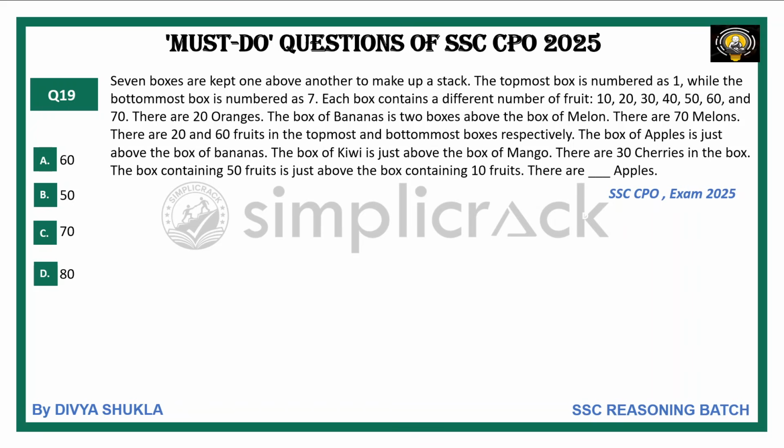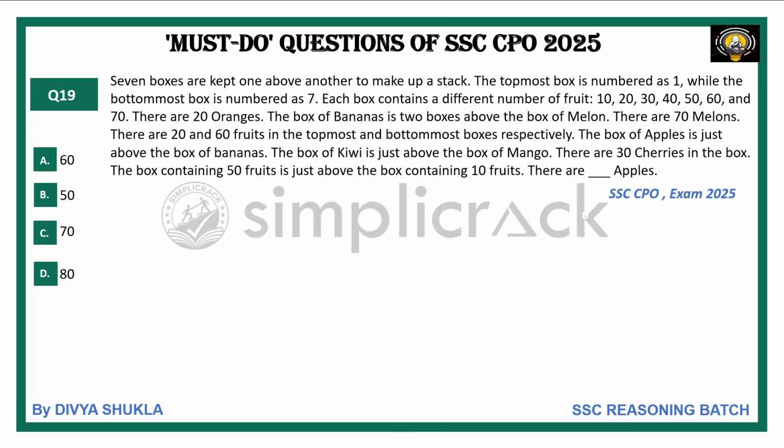7 boxes are kept one above another to make up a stack. The topmost box is numbered 1 and the bottommost is numbered 7. Each box contains a different number of fruits. There are 20 oranges. The box of bananas is 2 boxes above the melons. There are 70 melons. There are 20 and 60 fruits in the topmost and the bottommost boxes respectively.